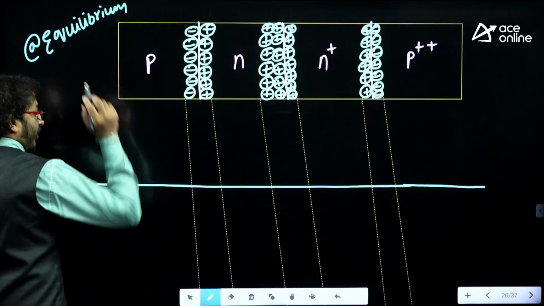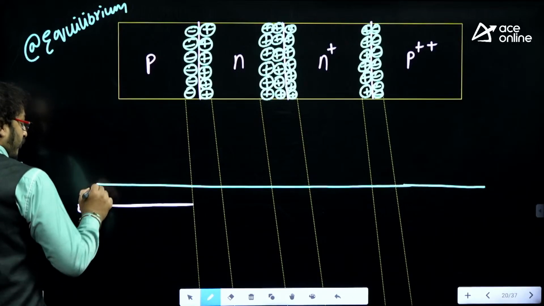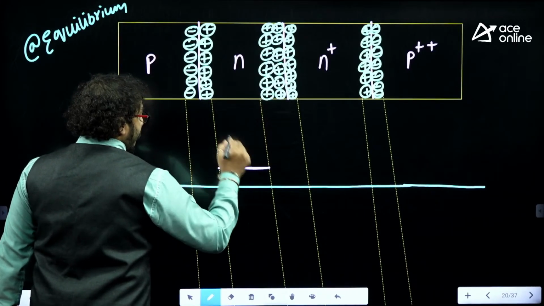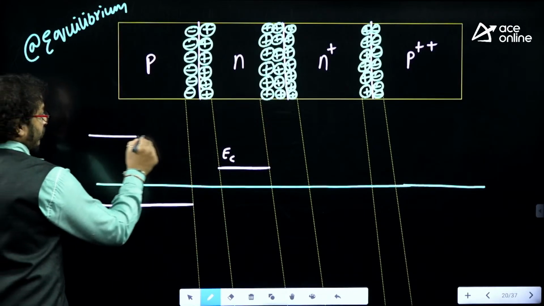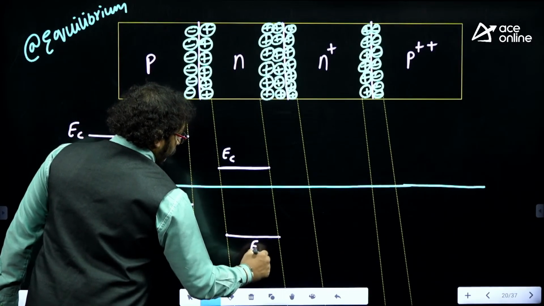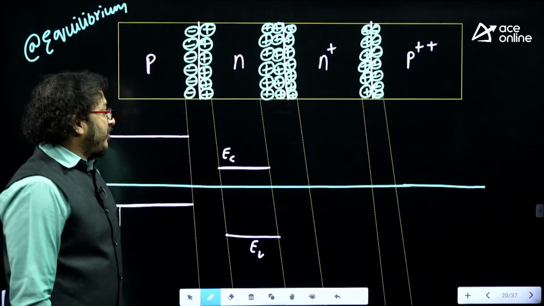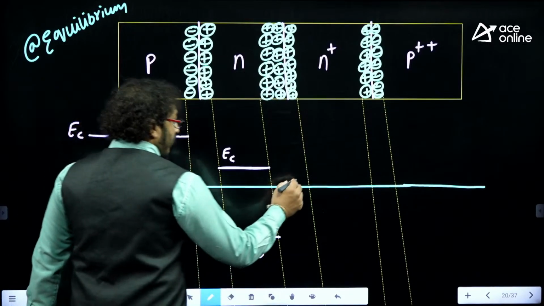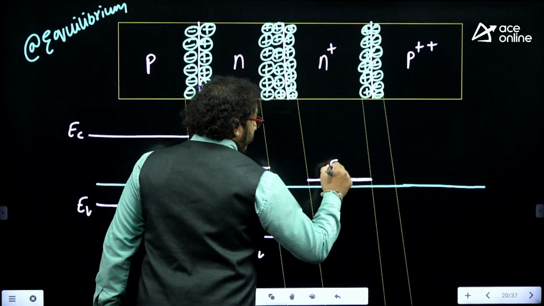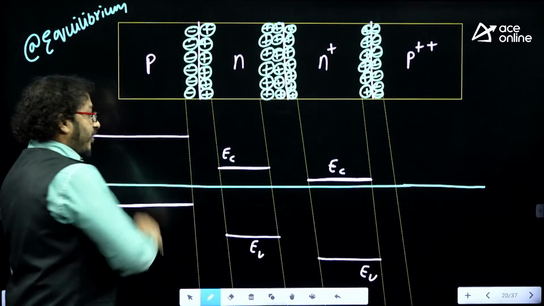Now speak out, boys and girls. I need high concentration. This is a P-type semiconductor, so the Fermi level must be near the valence band, which is EV. For the N-type semiconductor, the Fermi level must be near the conduction band, which is EC. Now it is N plus. N plus indicates heavy doping, so the Fermi level must be near the conduction band. That's why I am drawing the EC level near the conduction band. If it is EC, then EV must be here because the same gap needs to be maintained.